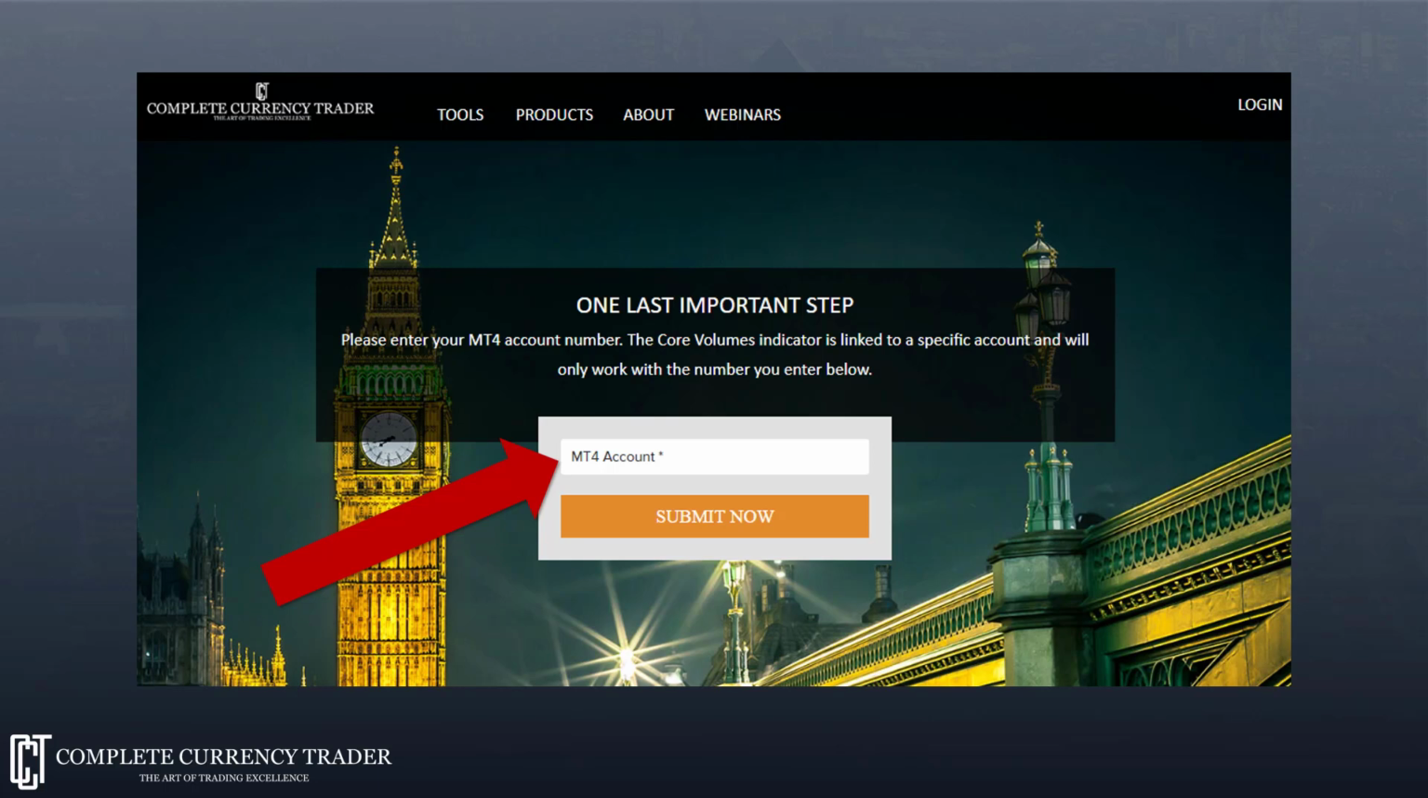Now, you can change that whenever you like. If you're using a demo account right now and you want to change to a live account or any other account later on in the future, you can. So don't worry about that, but just be aware that to get started, the indicator is linked to a specific account, so you will need to let us know which account you want this to work on.